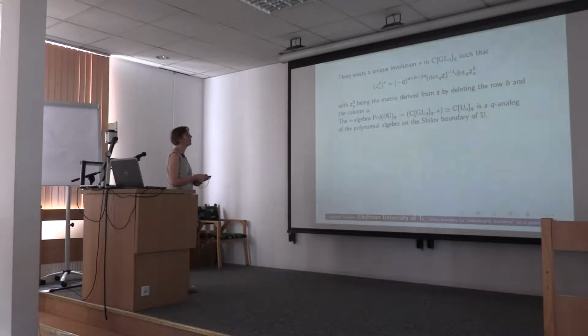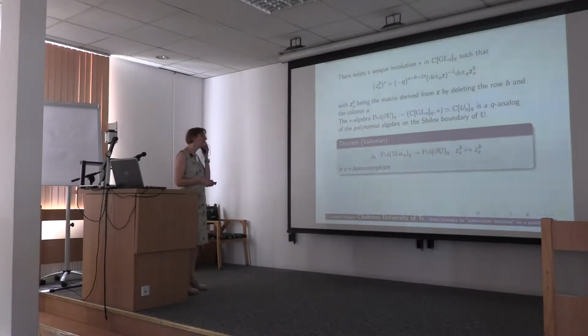Okay, and we define the algebra of polynomials on what we will call the Shilov boundary. This is just this star algebra: we take this GL_n q, the localization of the q-analog of matrices, the regular functions on n by n matrices, with this involution star, and this is also isomorphic to the known algebra of regular functions on the q-analog of unitary matrices.